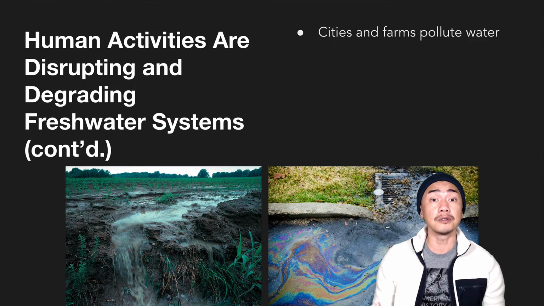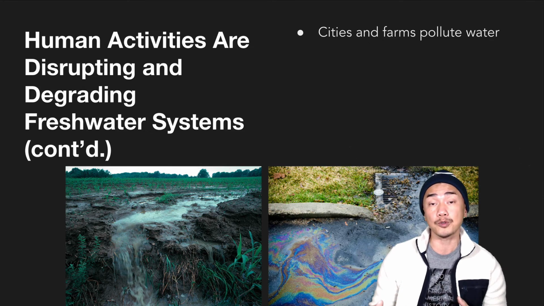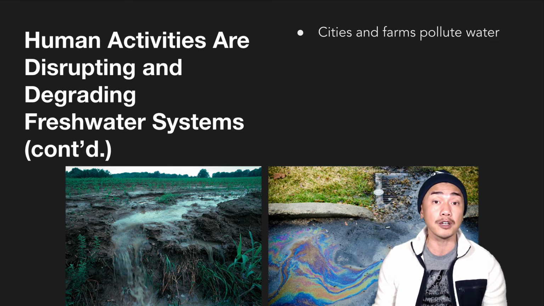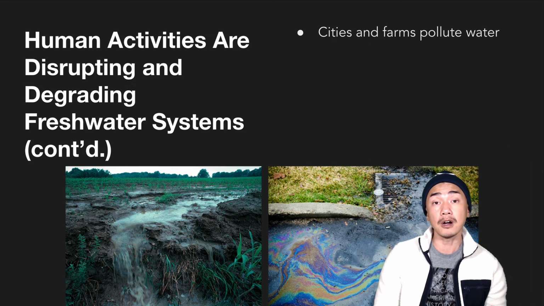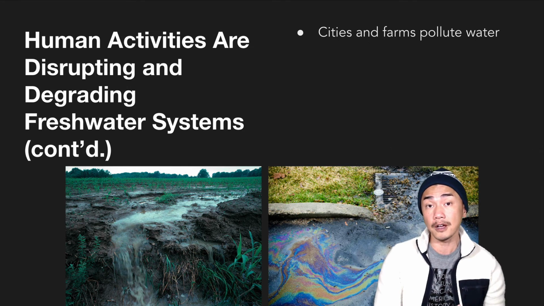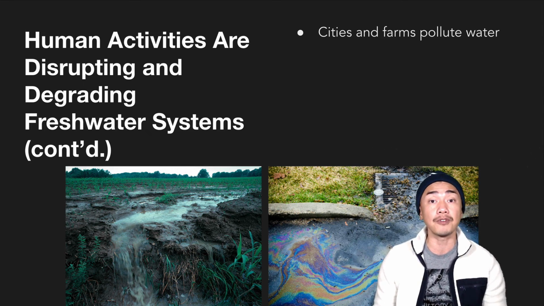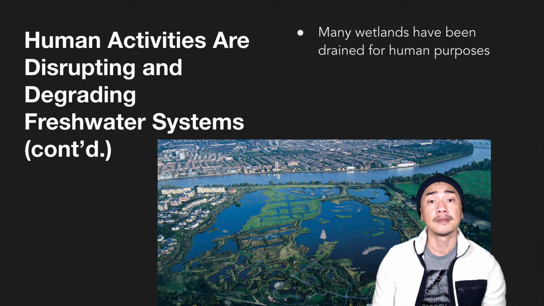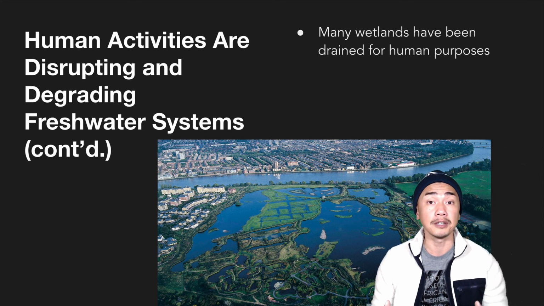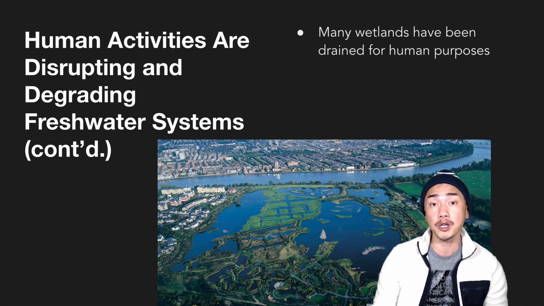Humans are also guilty of polluting freshwater ecosystems. In cities, when people dump chemicals in gutters or storm drains, they can end up in freshwater systems. On farms, when farmers use fertilizers, pesticides to kill pests, and herbicides to kill weeds, they can also end up in freshwater systems. And finally, wetlands take up valuable coastal real estate, and many of them have been drained for human purposes, especially development.